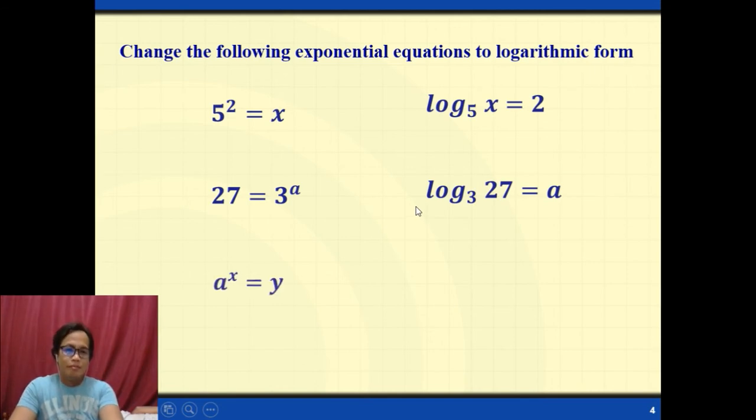Okay, next. A raised to x equals y. Base is a, exponent is x, the power is y. When we write this one to logarithmic, this is log of y base a equals x.